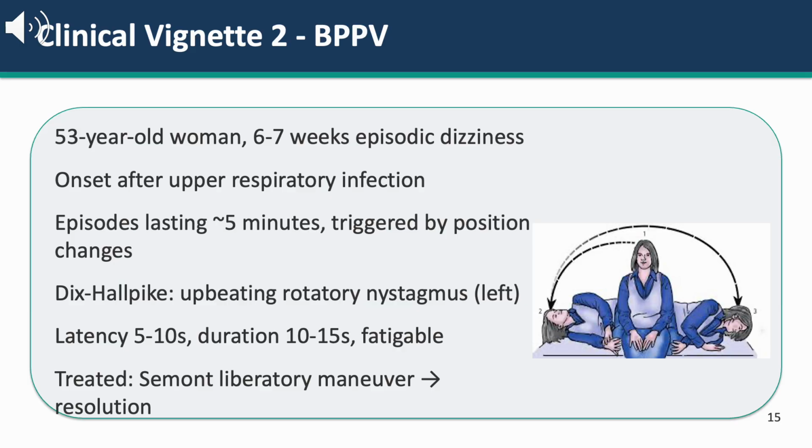This patient had episodic vertigo that was relatively brief. Examination excluded static vestibular dysfunction and established a diagnosis of benign paroxysmal positioning vertigo referable to her left posterior semicircular duct. She was treated with a Semont liberatory maneuver with resolution of her symptoms and signs.